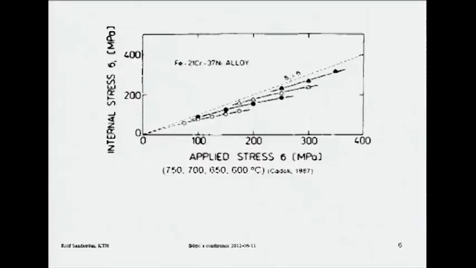And this was measured a long time back, but people didn't recognize the importance of this. It demonstrates that this internal stress is a function of the applied stress and also the temperature. The lowest temperature gives the highest curve. So it's close to the applied stress, but it's a little bit lower. For a long time, many scientists thought that the internal stress could be handled as a constant, and that's totally inadequate.